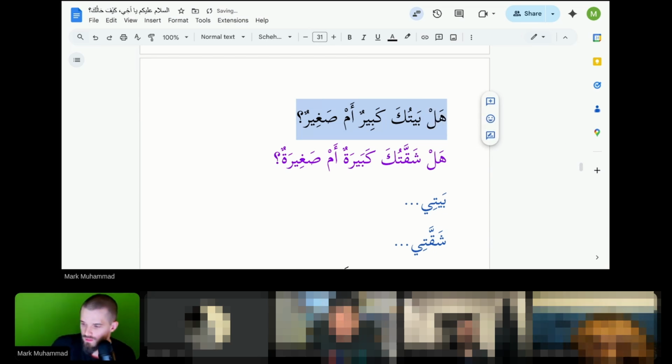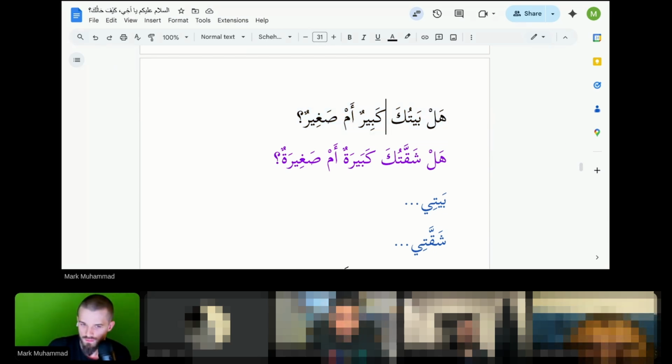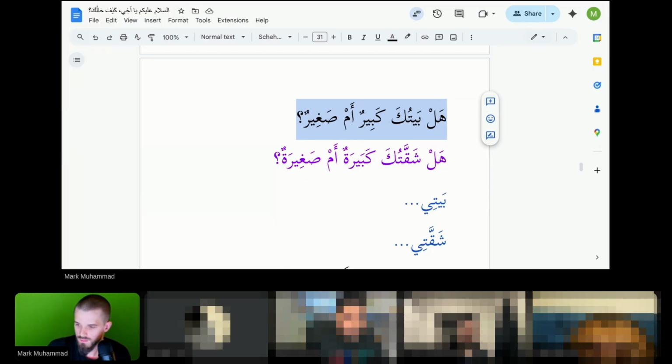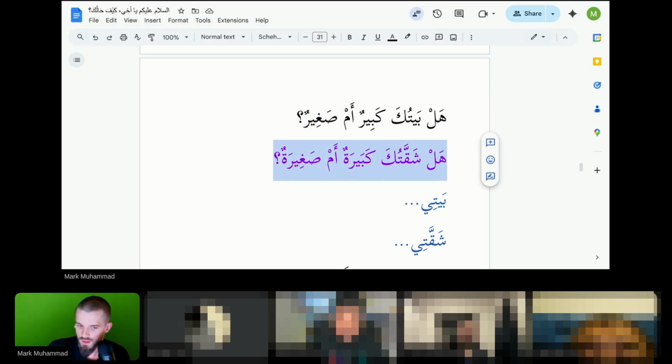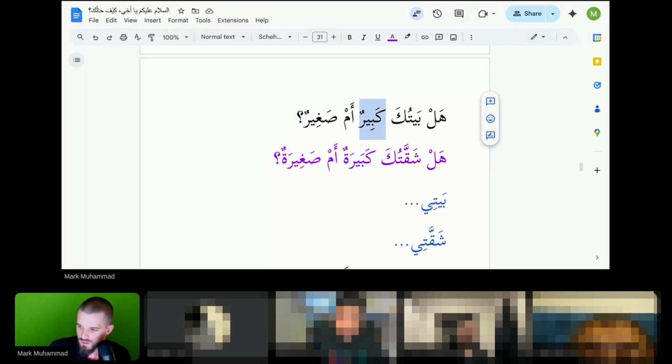Does anyone know what this means? Is your house big or small? Yes. هل بيتك كبير أم صغير؟ Okay. Or if you're having a conversation, they have a flat, then you're gonna say هل شقتك كبيرة أم صغيرة؟ Why are we changing the description? Why? How come I'm saying كبيرة, Abdullah?